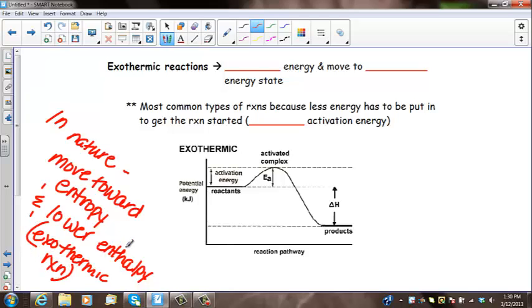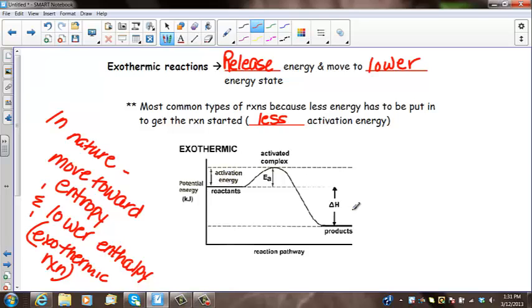And they always love to ask this as a multiple choice question on the Regents. So exothermic reactions, we know, release energy and move to a lower energy state. Most common types of reactions, they are because less energy has to be put into it to get it started. So therefore, it means less activation energy, which you can see right here in this diagram.